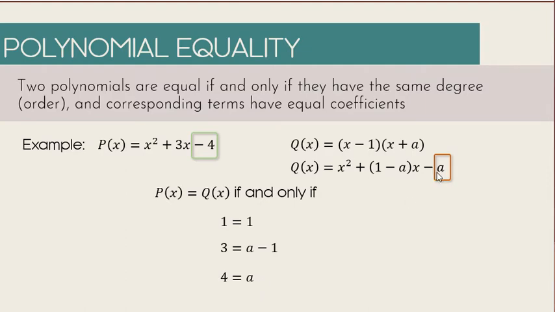Sorry, this red box must cover the minus sign as well. So we know that 4 is equal to a. A is equal to 4.